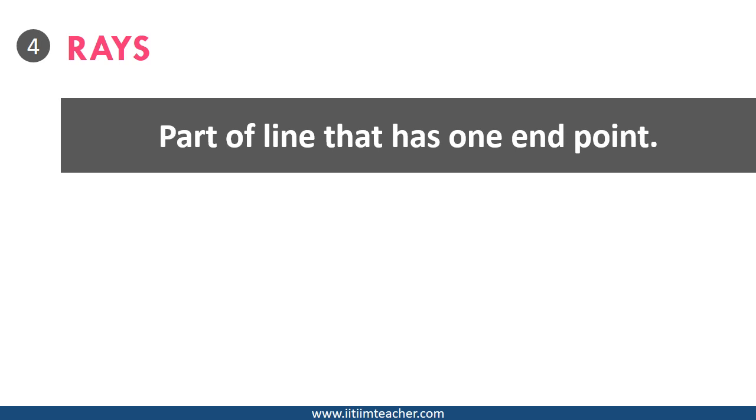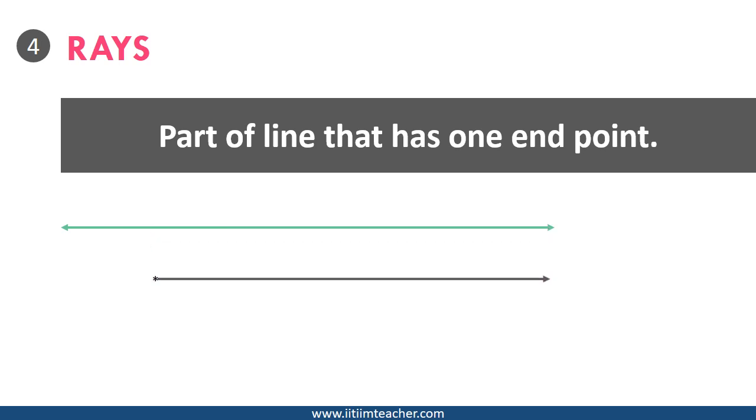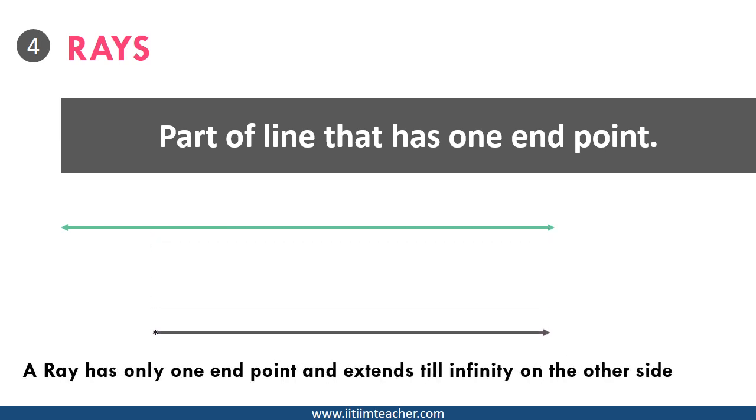What is a ray? Part of a line that has one endpoint is called a ray. This is a line. Pick up a point and part of the line beyond this point towards the other end is called a ray. A ray has only one endpoint and extends till infinity on the other side. This is a line. This is a ray.